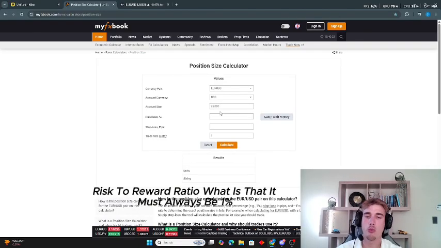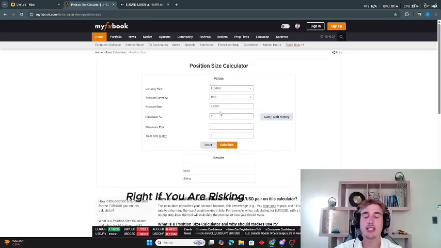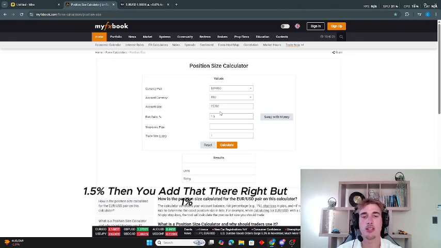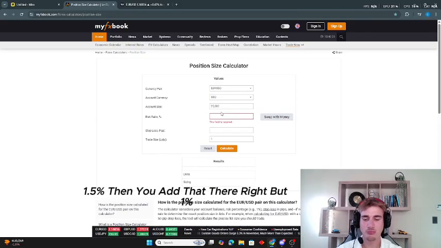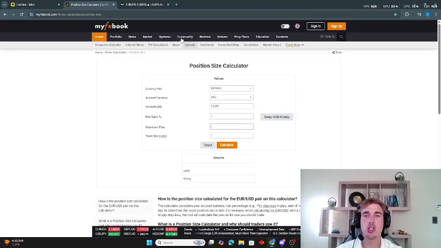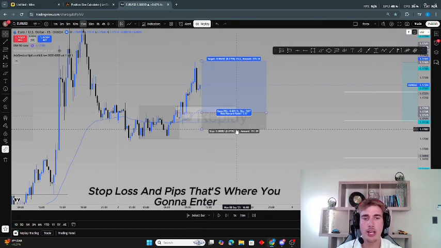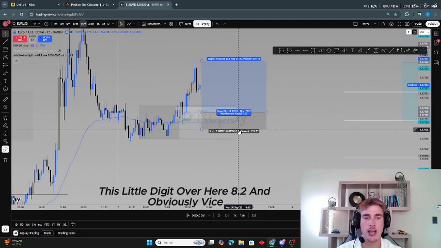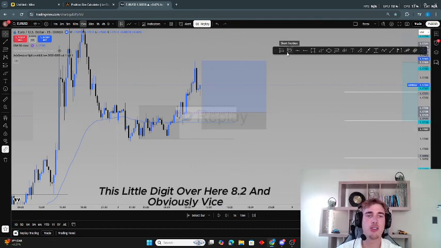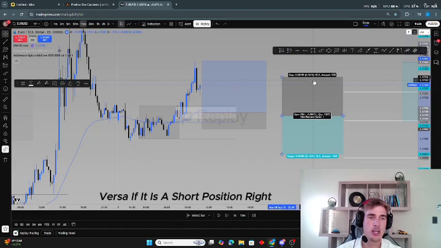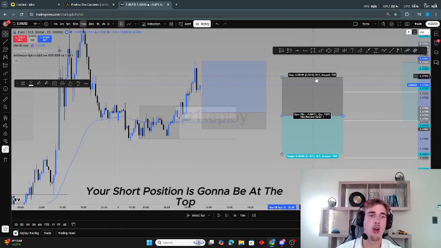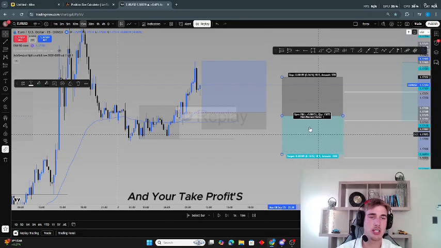Risk to reward ratio, what is that? It must always be 1%, right? If you are risking 1.5%, then you add that there, right? But 1% stop loss in pips, that's where you're going to enter this little digit over here, 8.2. And obviously vice versa if it is a short position, right? Your short position is going to be at the top and your take profit's going to be at the bottom.